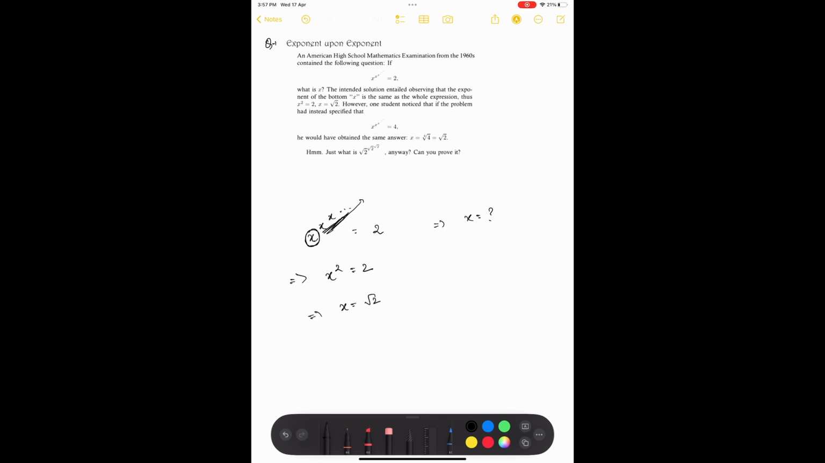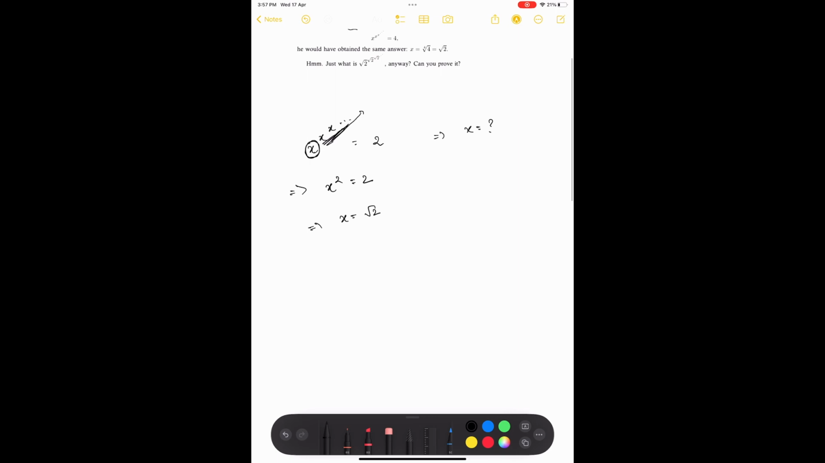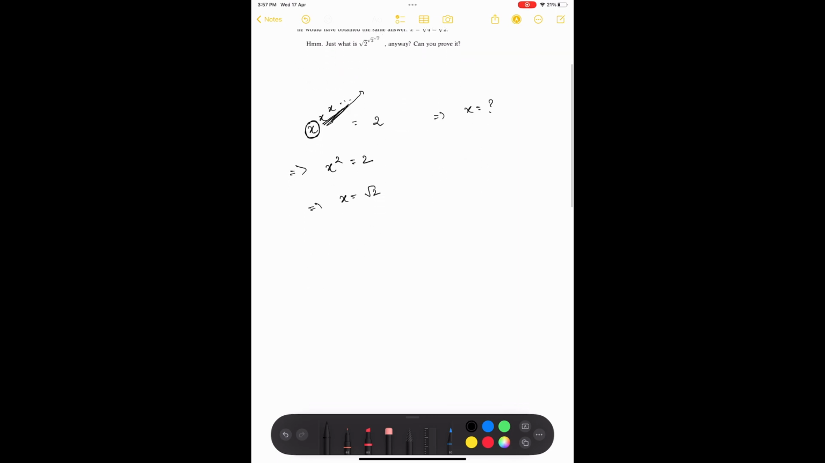However, one student noticed that if the problem had instead specified that x raised to the power x goes up to infinity equals 4, we can do the same procedure. X raised to the power 4 equals 4, and from here we again get x equals root 2.